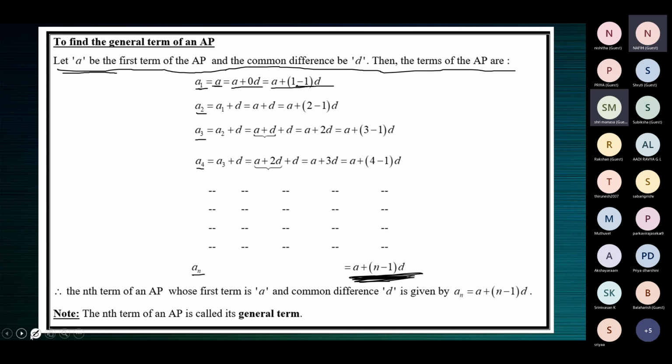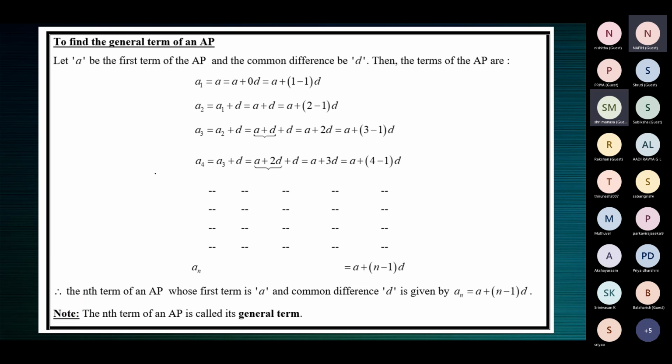Let me repeat that. Write the first term A1. That's nothing but A. I want to write it using D, but there is no D in it; the first term is only A. Okay, so let's write it as A plus 0D. Now I want to write the coefficient of D, which is 0, as something minus 1. So A plus, what minus 1? 1 minus 1 only is 0. So you can write A as A plus 1 minus 1 into D.